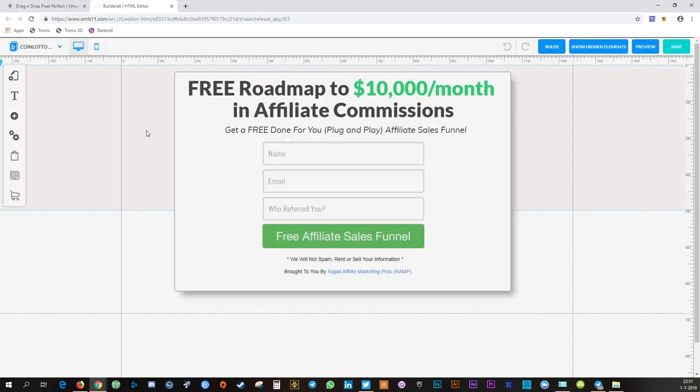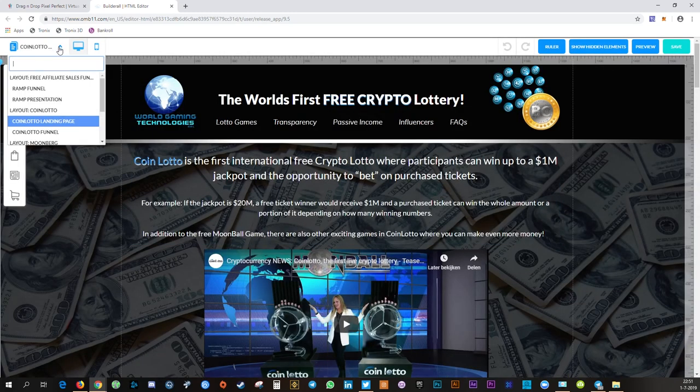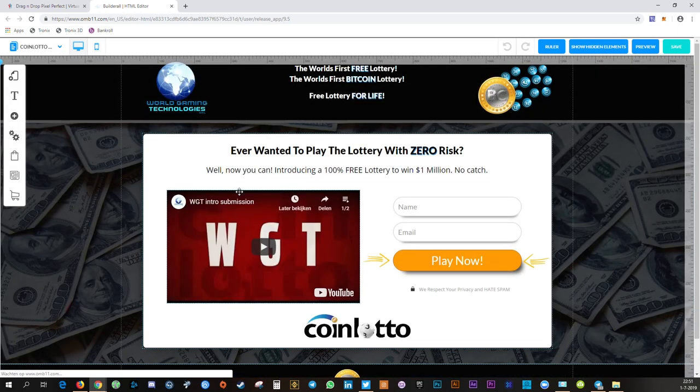First page. So this is the first page. If you go to rampfunnels.com/coinlotto, people will see this and sign up, and after they put in their name and an email address, you will get their information on your email list. That's what a sales funnel is actually built for: to collect email addresses of possible leads. That's the goal of this one.